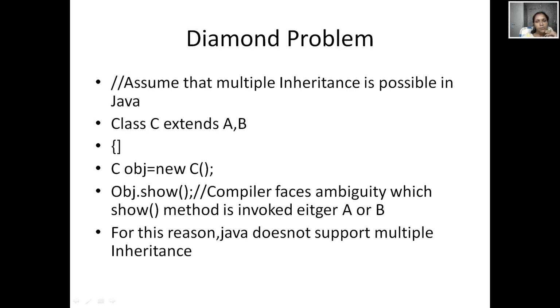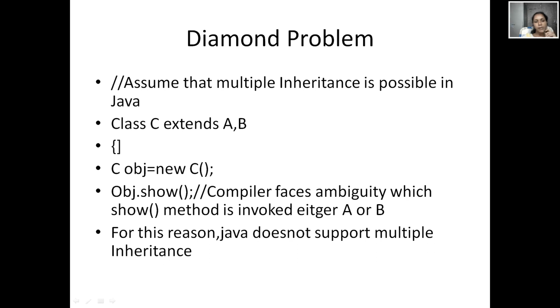Now assume that multiple inheritance is possible in Java, and class C extends A, B. Actually, if you write a syntax like this, it will generate an error, but we are assuming multiple inheritance is possible. So it is extending two classes, A and B, and I am creating an object for this derived class, C obj = new C, and calling obj.show.